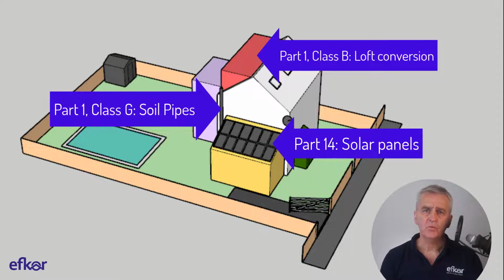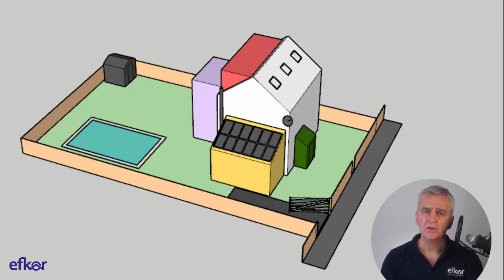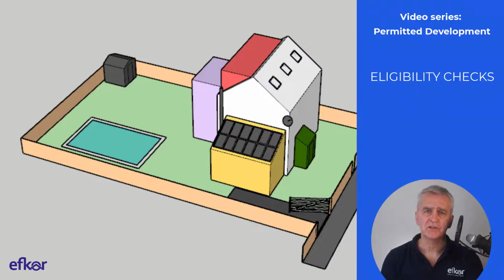Failure to comply with any of the conditions means that you would not be able to claim PD rights for your project. Instead, you would have to apply for planning permission. We now look at 3 eligibility checks. There are 3 types of eligibility checks that you need to pass for your project to be PD compliant: location, property type, and property conditions.